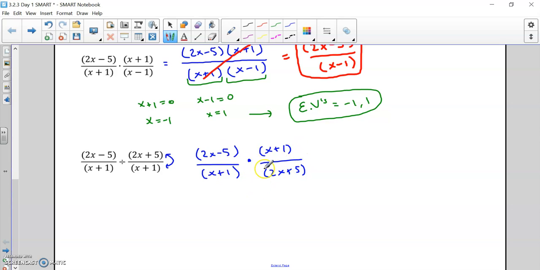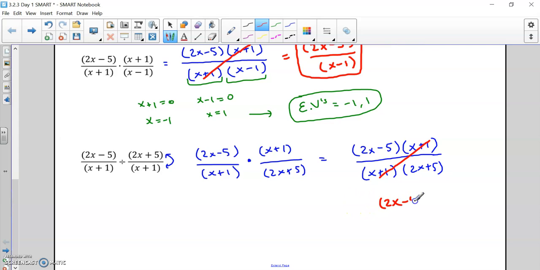Alright, so now we have a multiplication problem, and so you can rewrite it to just be all squished together. Now, you don't have to necessarily rewrite it at this point. You can just cross stuff off from this stage, but I'm just going to do that here to make sure that nobody is confused. But eventually I'll start doing it the short way. Alright, now we are ready to cancel stuff. These x plus 1s, we can say goodbye to them. And that's going to leave us with 2x minus 5 over 2x plus 5 for our simplified answer.